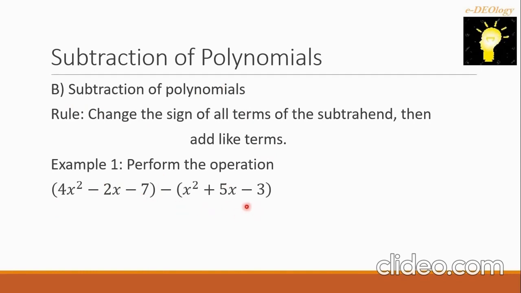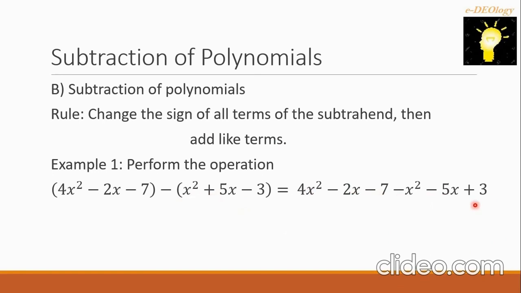So the second group is our subtrahend. We're going to remove the grouping symbol for all these two groups. And then for the second group, we're going to change the sign. So the first three terms here are the terms of our first polynomial. Then the second polynomial, we will change the sign of all the terms. The x squared here is positive. In here it becomes negative. The 5x is positive. Here it becomes negative. The negative 3 becomes positive 3.